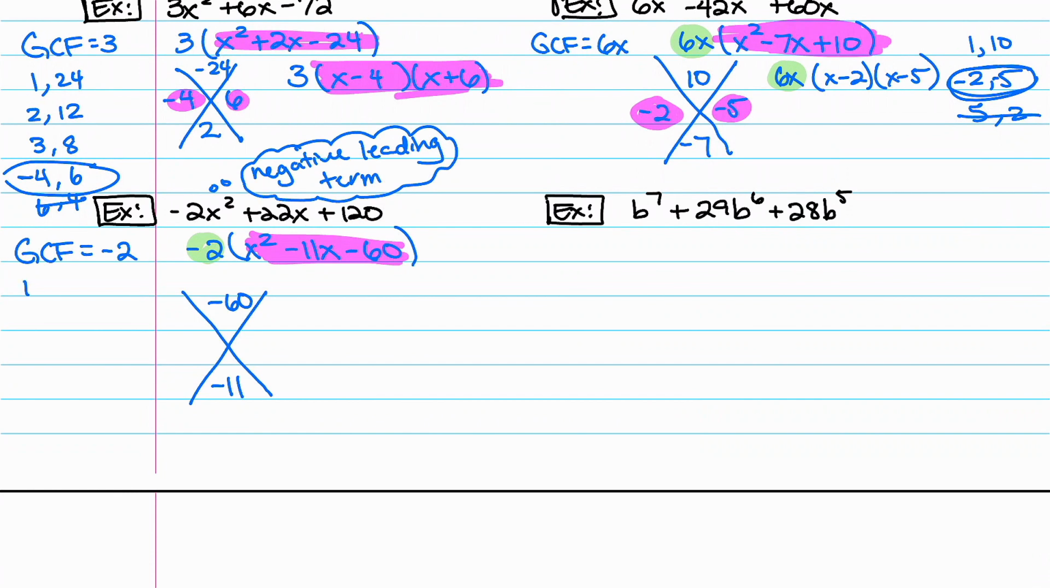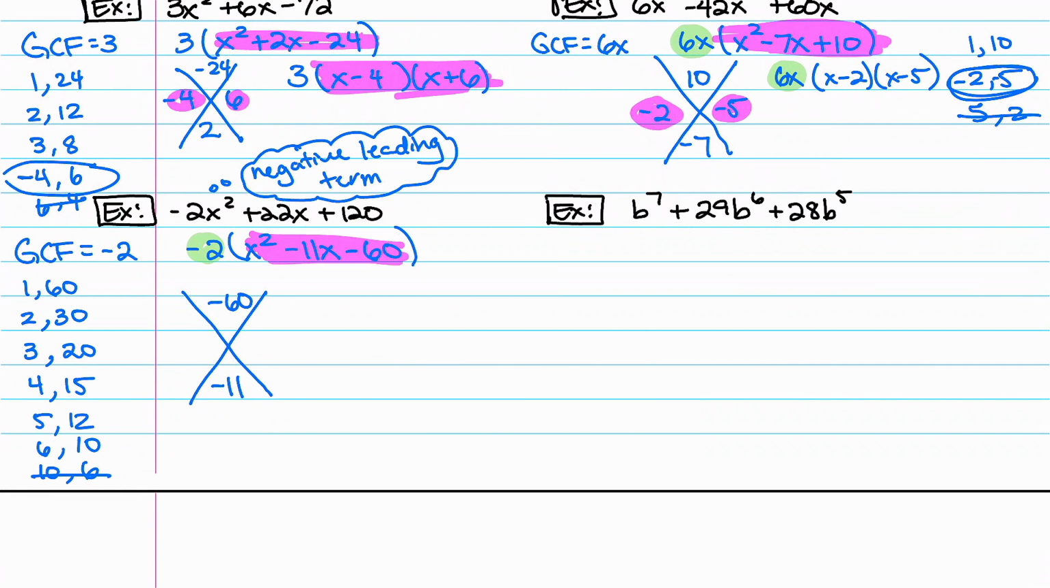1 and 60 works. 2 and 30 works. 3 and 20 works. 4 and 15 works. 5 and 12 works. 6 and 10 works. 7 does not work. 8 does not work. 9 does not work. 10 does work with 6, but that's the same thing. So it looks like 60 has a nice long list.